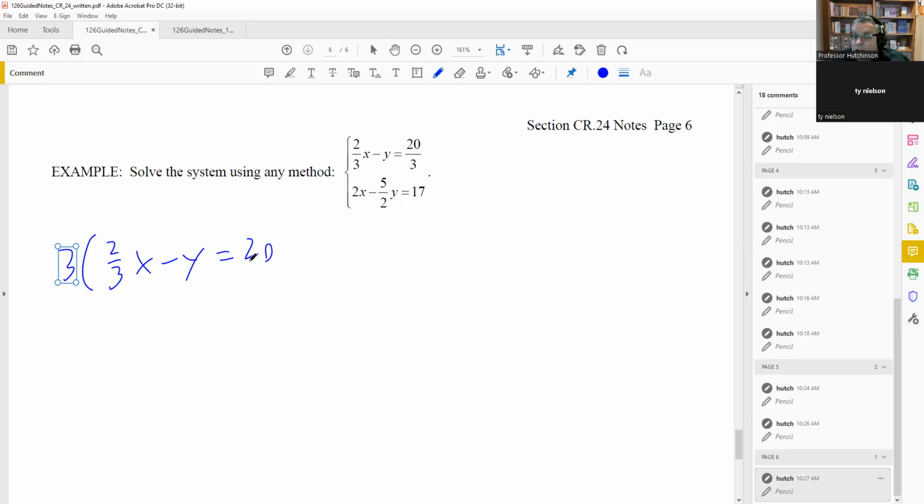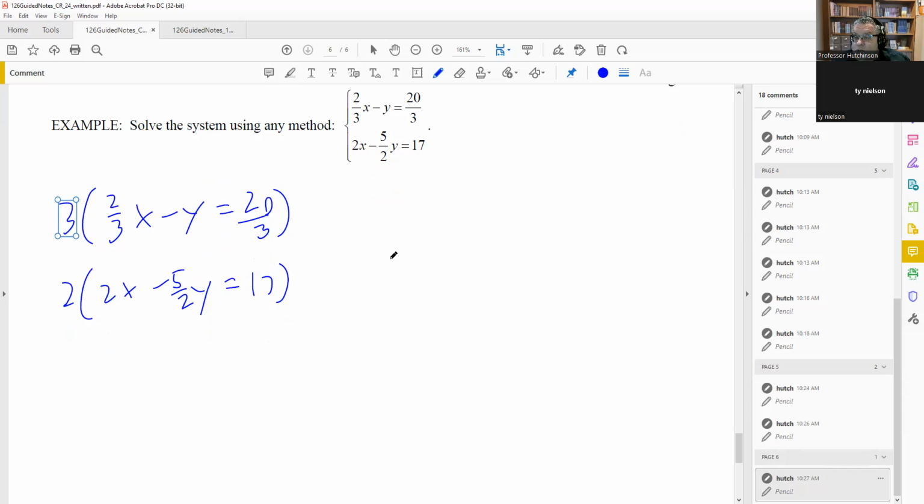Now this is not the elimination method I'm using here. This is actually just to clear the fractions out. The bottom one, there's a 2, so 2 in the denominator, so I will multiply this. In this step, all I'm doing is getting rid of the fractions. Once I get done with that, then I can use substitution or elimination.